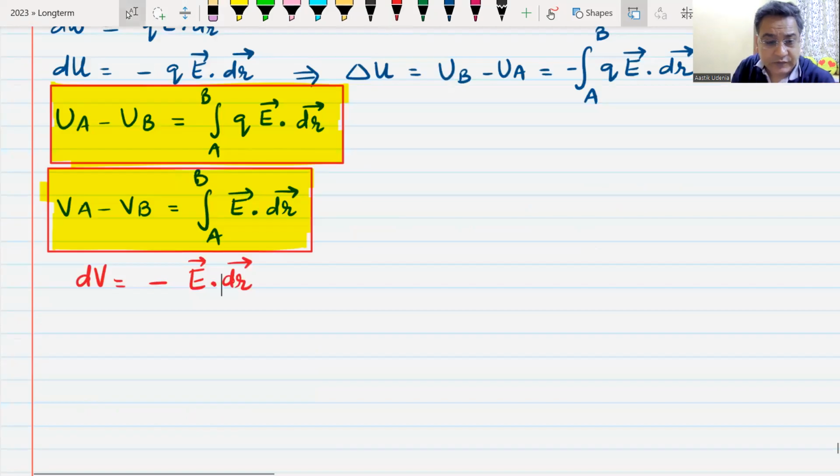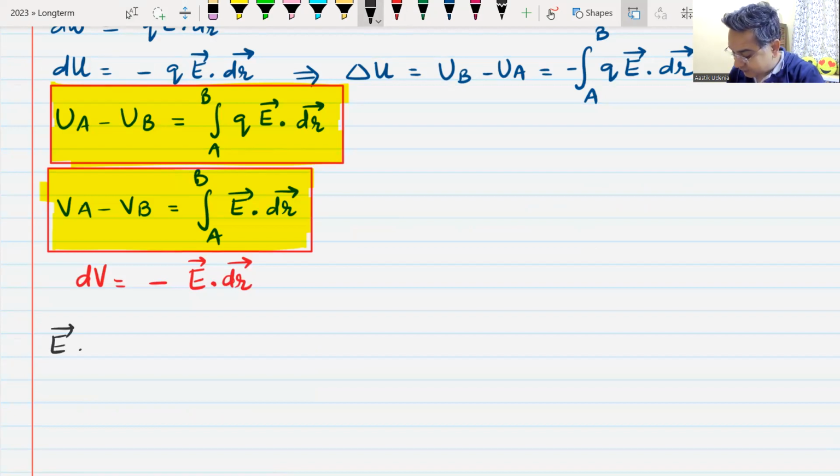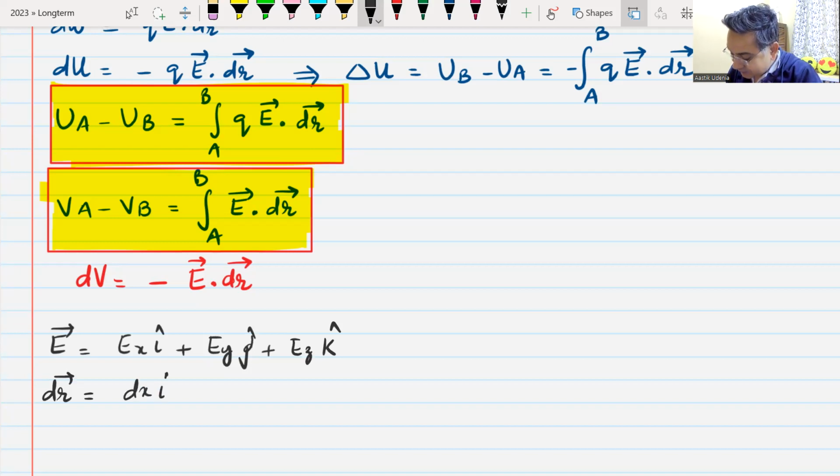Now, if I have this electric field written in this form, Ex i hat plus Ey j hat plus Ez k hat, and your dr vector is written in this form, dx i hat plus dy j hat plus dz k hat, you can find out the potential difference between any two points, a and b.